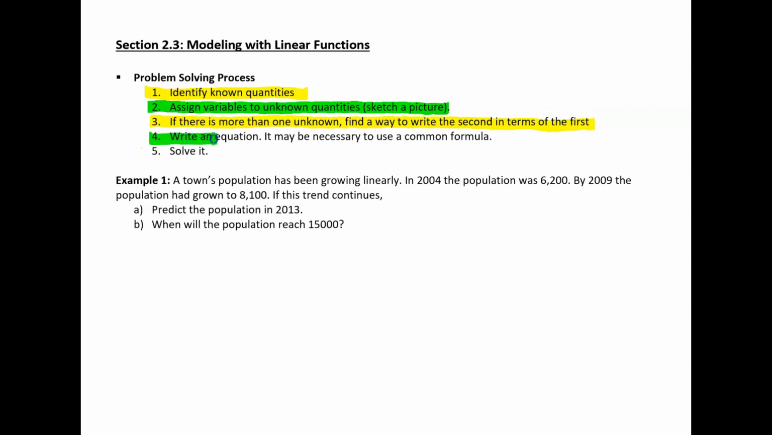Number 4, write an equation. It may be necessary to use a common formula. If it gives you area of a rectangle, they assume you know area of a rectangle. If they give you perimeter, they assume you should know perimeter. And then number 5, solve it.